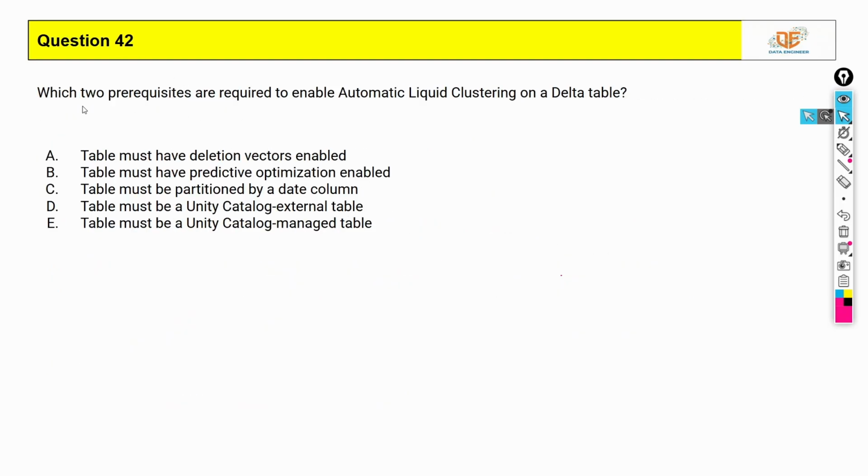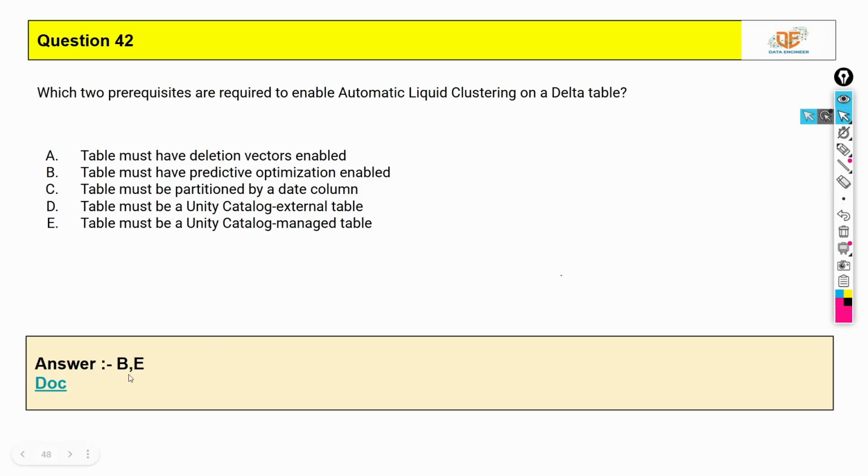Question number 42. Which two prerequisites are required to enable automatic liquid clustering on the Delta table? For automatic liquid clustering, firstly, the table should be a managed table. Another is that predictive optimization should be enabled, so that based on that, liquid clustering will get the information on how the queries are working. So the answer is going to be B and E.